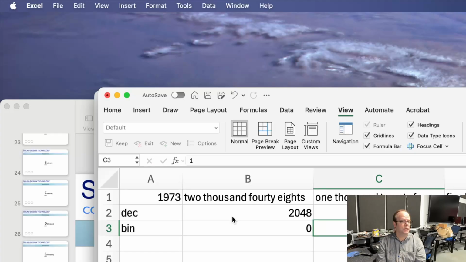What's left after we account for the 1024? 949. Okay, well we can fit a 512 in there, can't we? So, all right, now what do we have left? 437. We can fit a 256 in there. Now what do we got left? 181. Oh, we can fit a 128. Now 53. Oh, so close. Can't fit a 64 in there, so 0 64s.